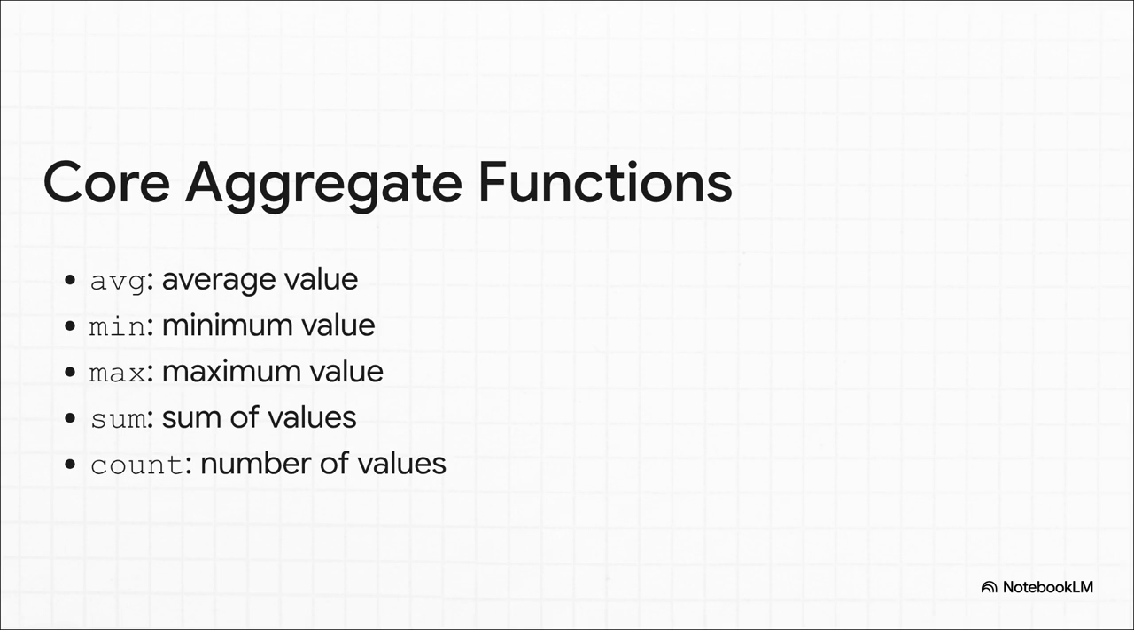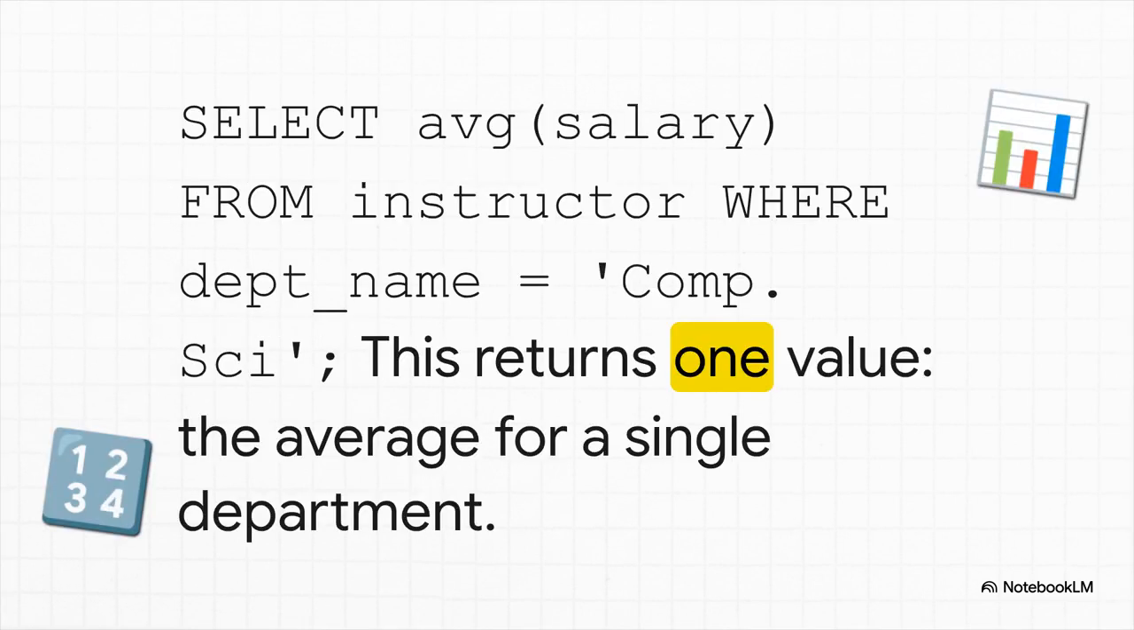They each take a whole column of values and just boil it down to a single useful number. You've got average for average, sum to add them all up, min and max to find the highest and lowest values, and count to just count how many there are. So here's a classic, simple example. We want to find the average salary for instructors in the computer science department. SQL scans all those salaries, does the math, and gives us back one number.